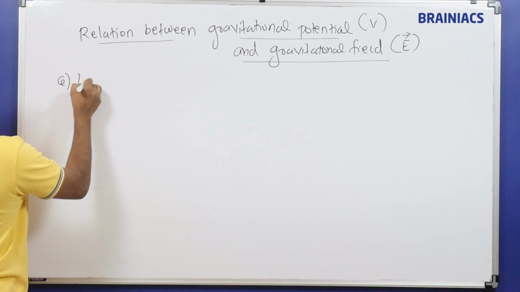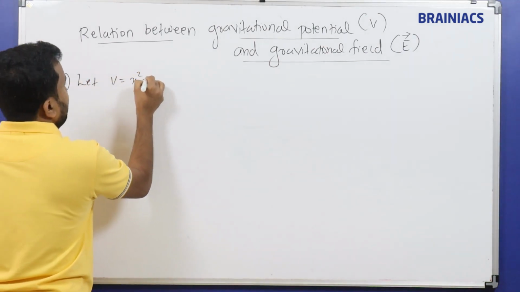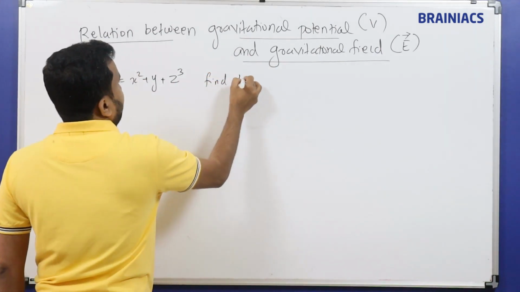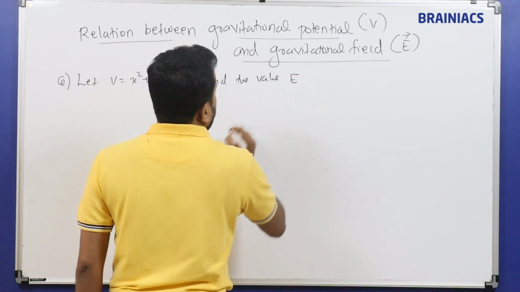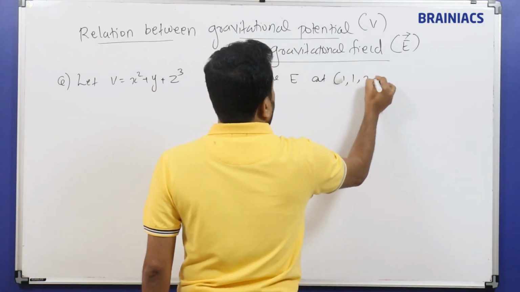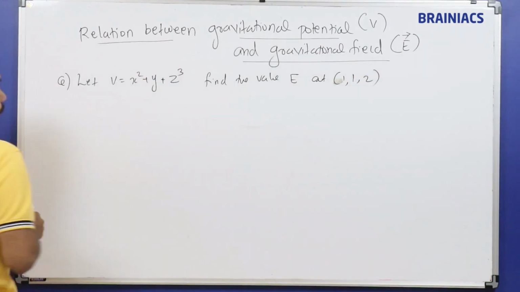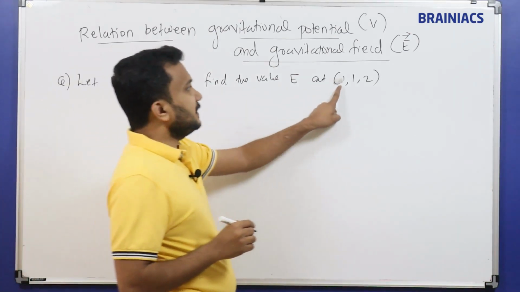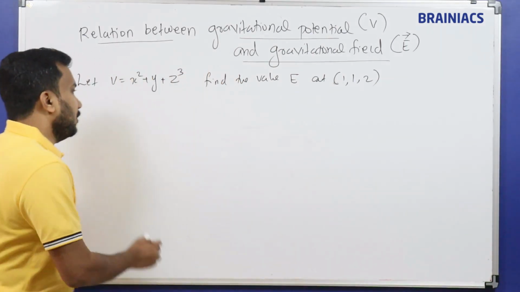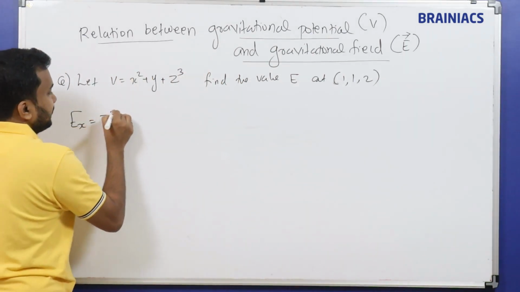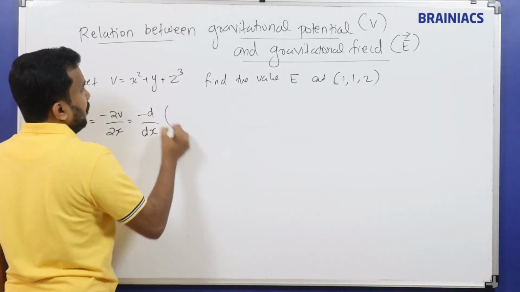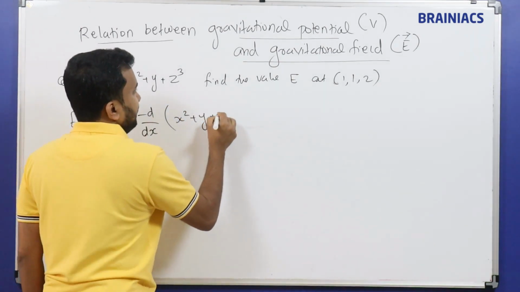So let V equal to x square plus y plus z cube. Find the value of E. Value of E means gravitational field at 1, 1, 2. So what we need to find? X term, y term. First one is x coordinate, second one is y coordinate, third one is z coordinate. So we are going to find out Ex. Ex means minus dV by dx. So minus d by dx of x square plus y plus z cube.